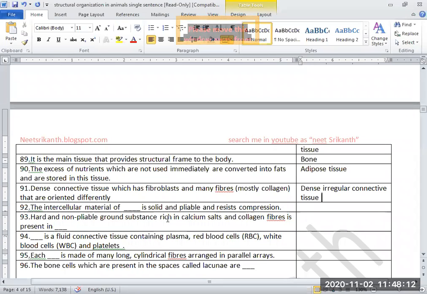Next, 92. The intercellular material is solid, pliable and resists compression. You should recognize that particular tissue based on the given property: cartilage. Very good. Hard, non-pliable ground substance rich in calcium salts and collagen fibers is present in bone. Very good.